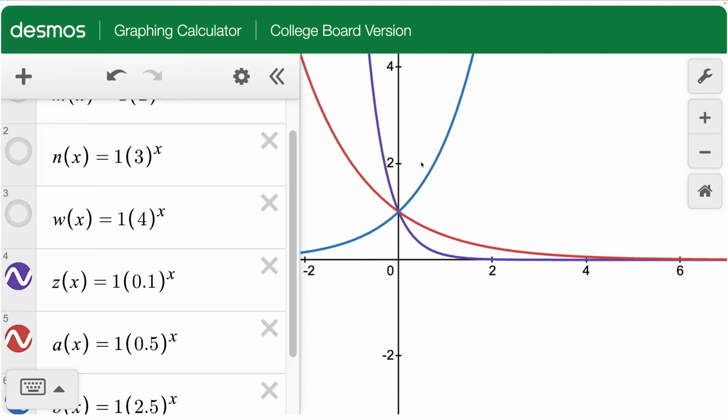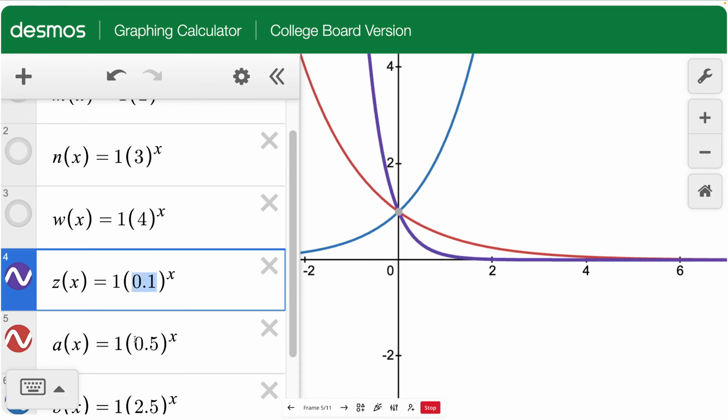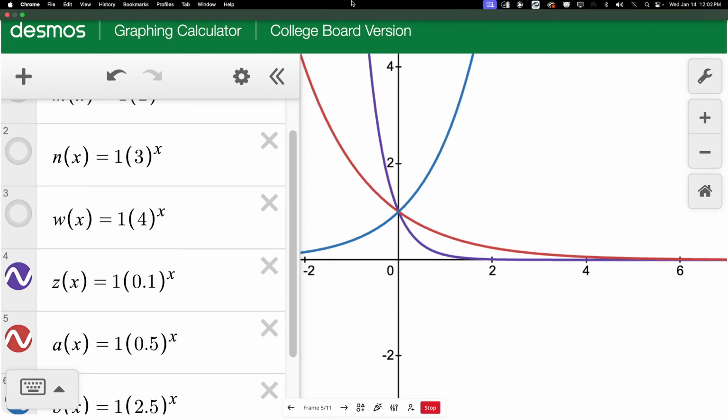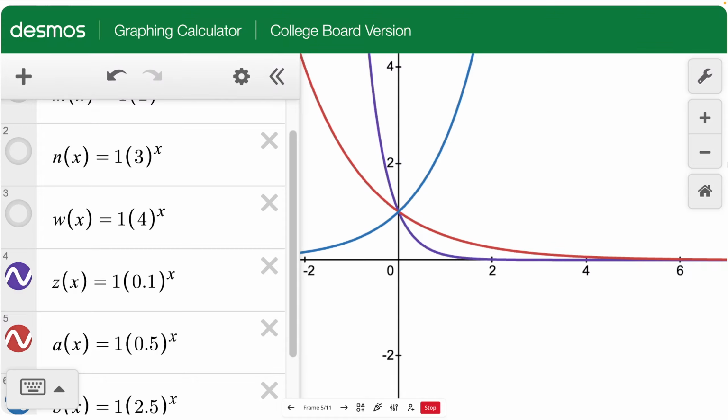So that decimal gives us the decay function. So what changed? Well, you can see that with these two decimals, 0.1, 0.5, both of those numbers are between 0 and 1. Okay? So here's what I mean.